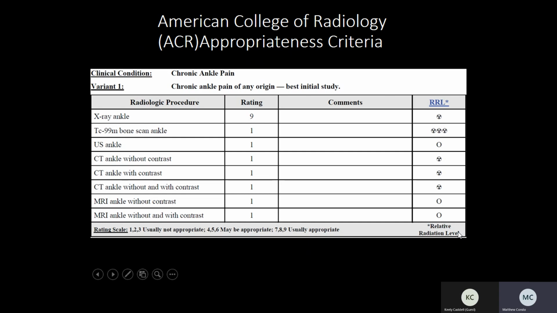But the thing we need to watch out for is, look on the left-hand side of the chart, and a lot of those images are usually not appropriate. Why? Because they're not going to show you a whole bunch. Now, with other variants, with other material, with other information, those can be more appropriate.